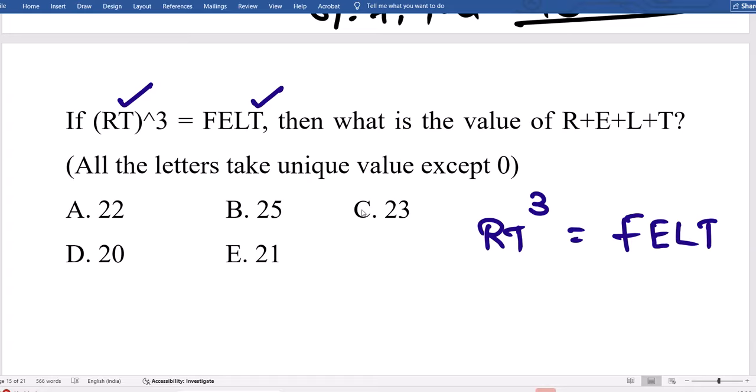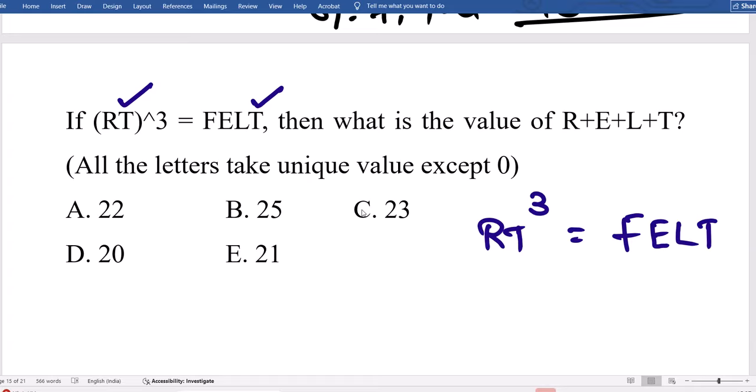If suppose RT is 40, listen. If RT is 40, 40 cube is, what is 4 cube? 64. 40 cube will be 64,000. How many digits it is? 5-digit number. But you want 4-digit. So eliminated. If it is 30 cube, 30 cube means I mean to say more than 40 not required. In fact, more than 30 not required. What is 30 cube?